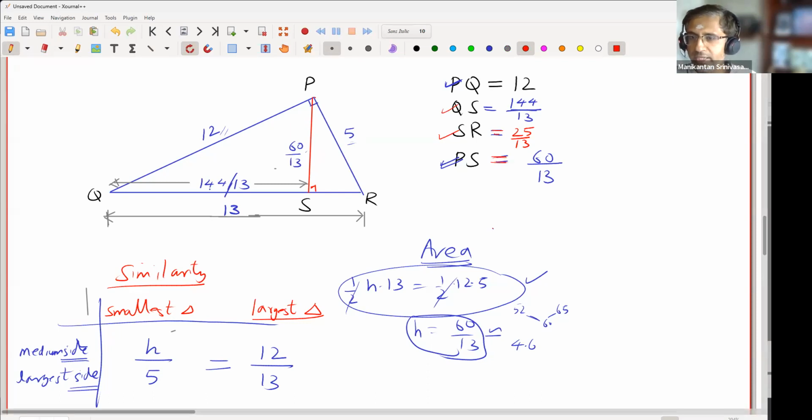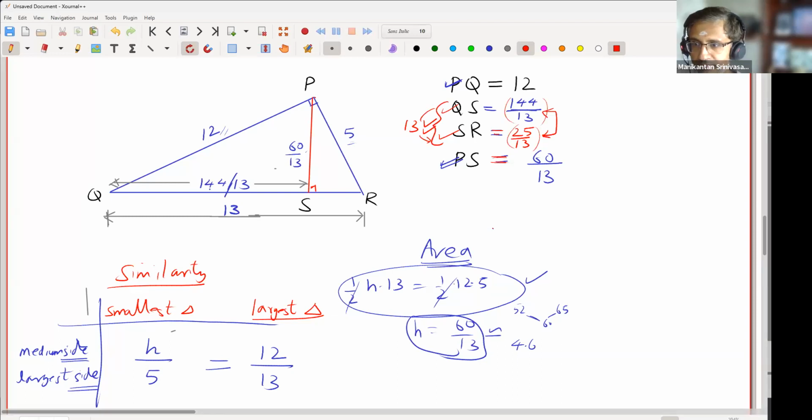If anyone has not got anything, I can wait and explain. And one more way, guys, just watch here. QS plus SR, if I add up, I should get the original 13. Do I get that? If I add these two numbers, I get 144 plus 25, which is 169 upon 13, which is 13 because 169 is 13 square. So that extra sanity check also passes. Collectively, they should add up to 13 together. Right? Does it make sense?